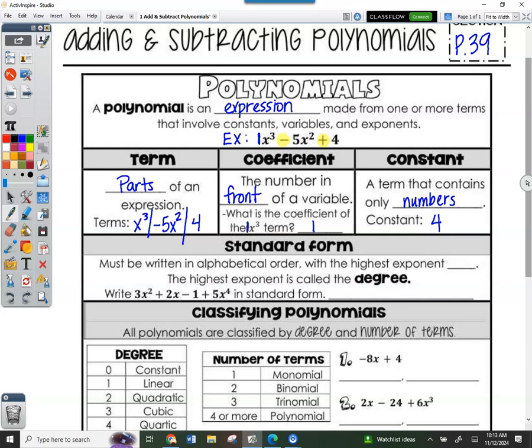So looking at this right here, standard form is when it's written in alphabetical order, talking about variables, with the highest exponent... I don't remember what goes in that blank. Right here it says the highest exponent is called the degree. Oh, I know now. With the highest exponent first. The highest exponent goes first. That means it's in standard form.